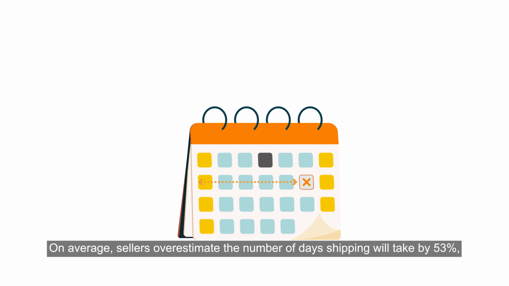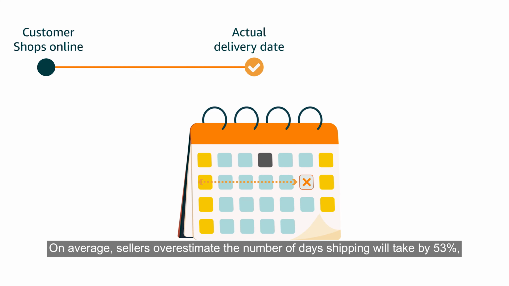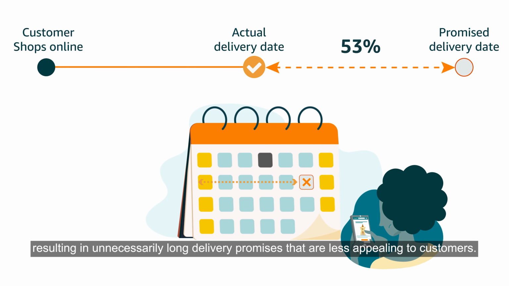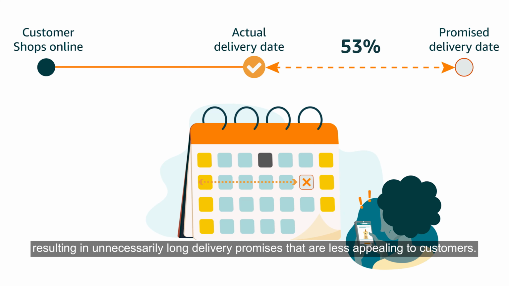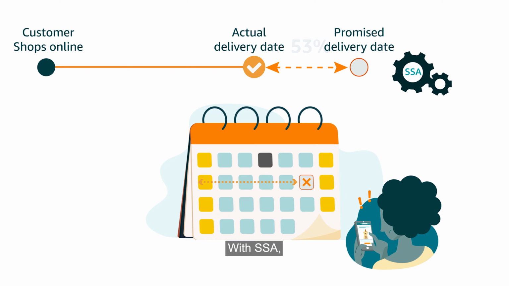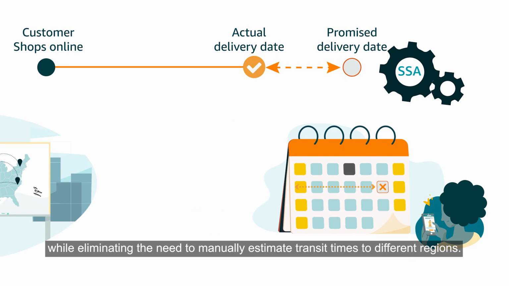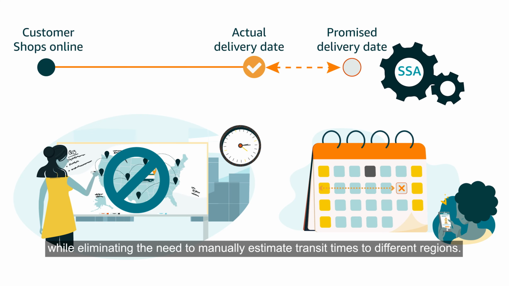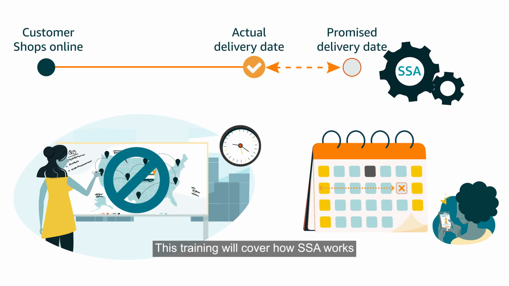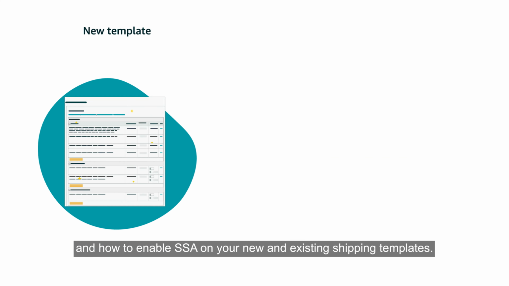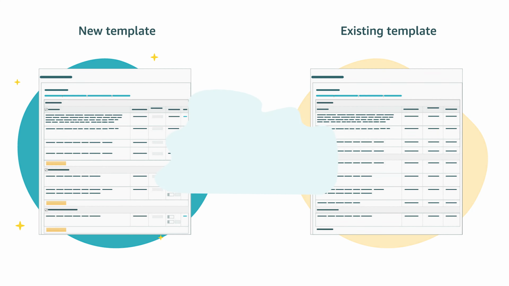On average, sellers overestimate the number of days shipping will take by 53%, resulting in unnecessarily long delivery promises that are less appealing to customers. With SSA, you can provide more accurate delivery promises while eliminating the need to manually estimate transit times to different regions. This training will cover how SSA works and how to enable SSA on your new and existing shipping templates.